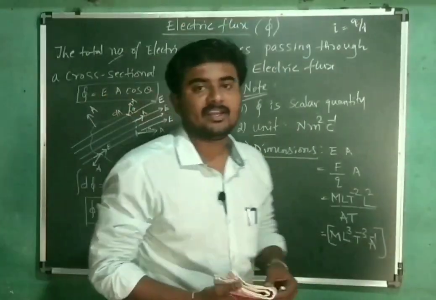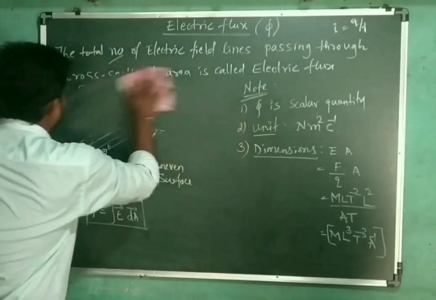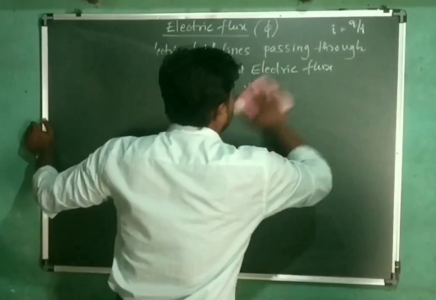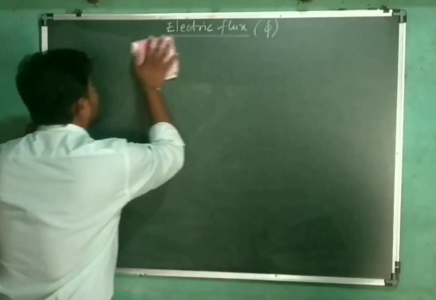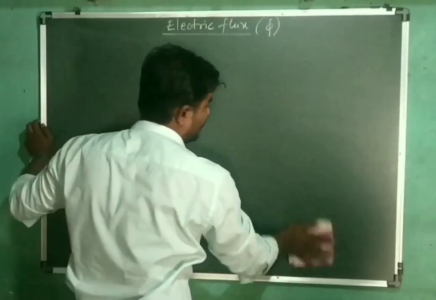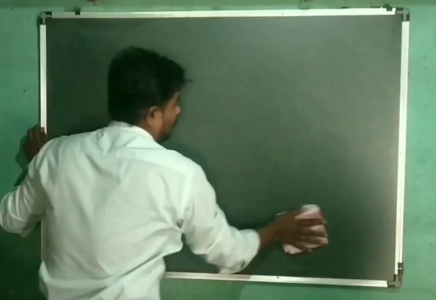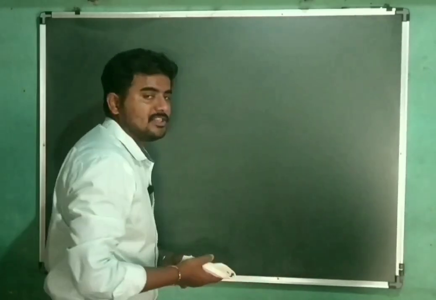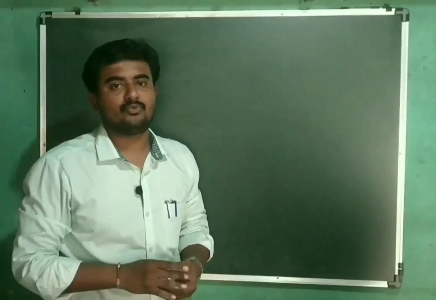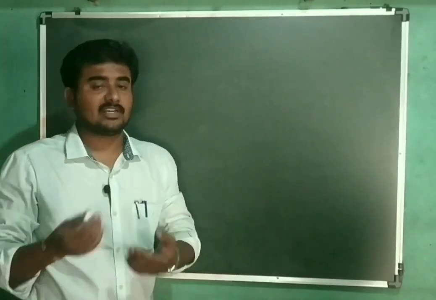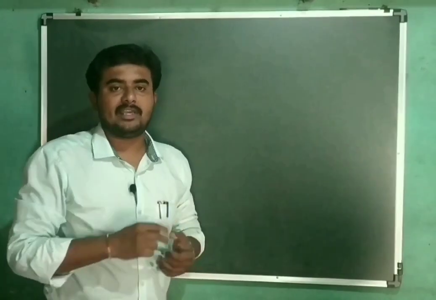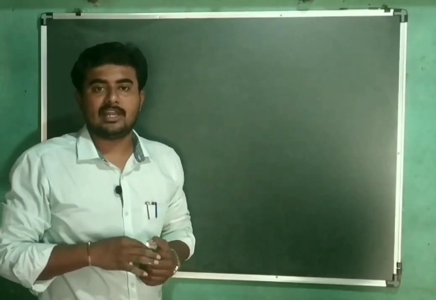Okay, now let us begin Gauss law. Gauss law is applicable for any closed surface, irrespective of its shape and size. Because in our previous videos we have discussed different kinds of charge distribution: linear charge distribution, volume charge distribution, surface charge distribution. In all such types of distribution we can apply Gauss law in order to calculate electric field.